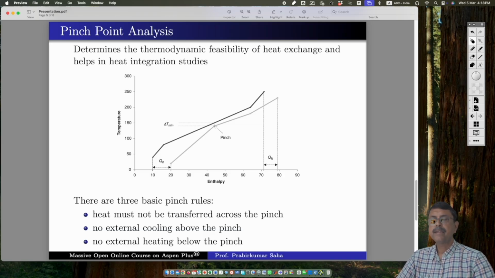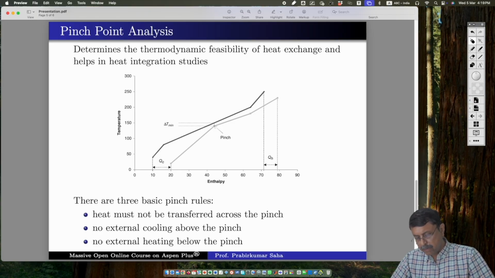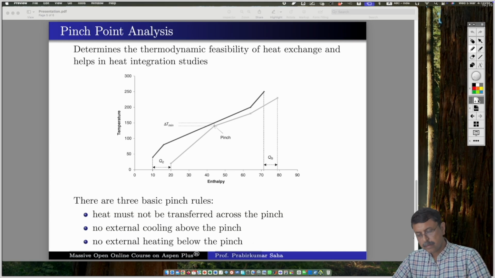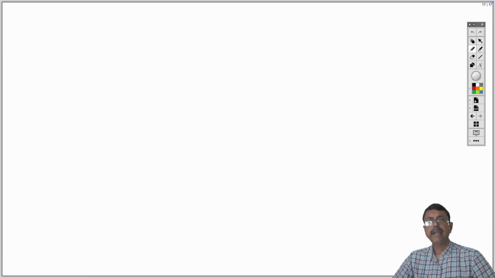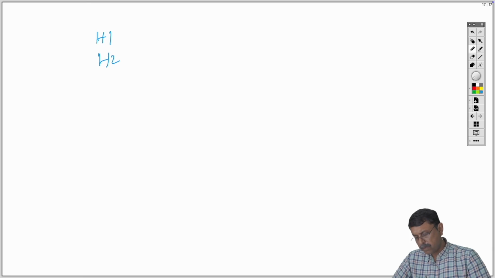So there are three basic pinch rules actually. The basic pinch rules are: heat must not be transferred across the pinch, and no external cooling is allowed above the pinch, and no external heating is allowed below the pinch. I will give you a small idea about how the pinch analysis works. If you have a set of liquids which are hot stream, say you have a series of hot streams like H1, H2, H3 and so on, and if you have a series of cold stream like C1, C2, C3 and so on.